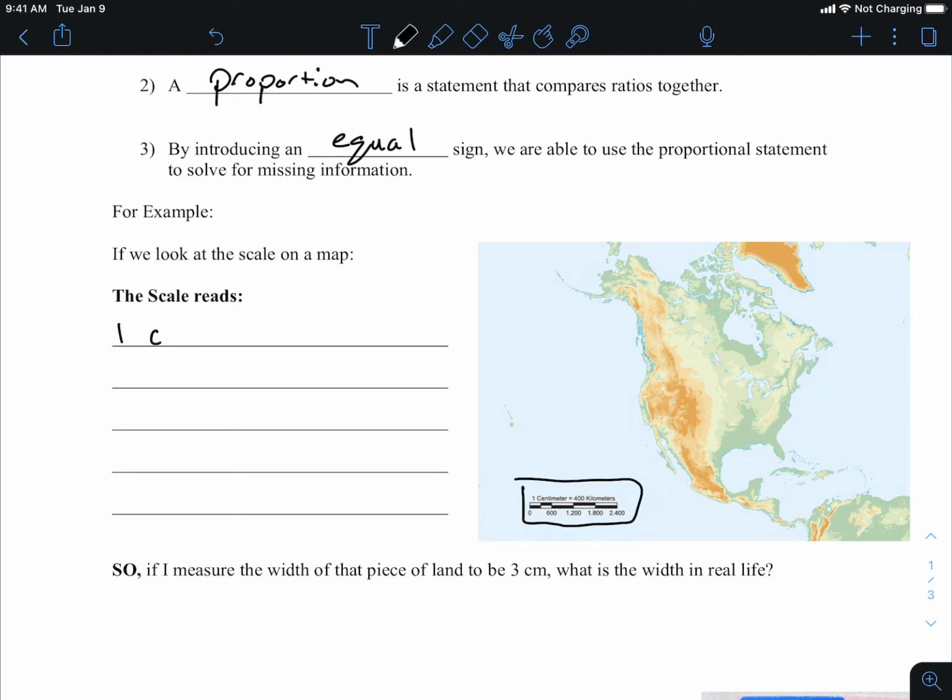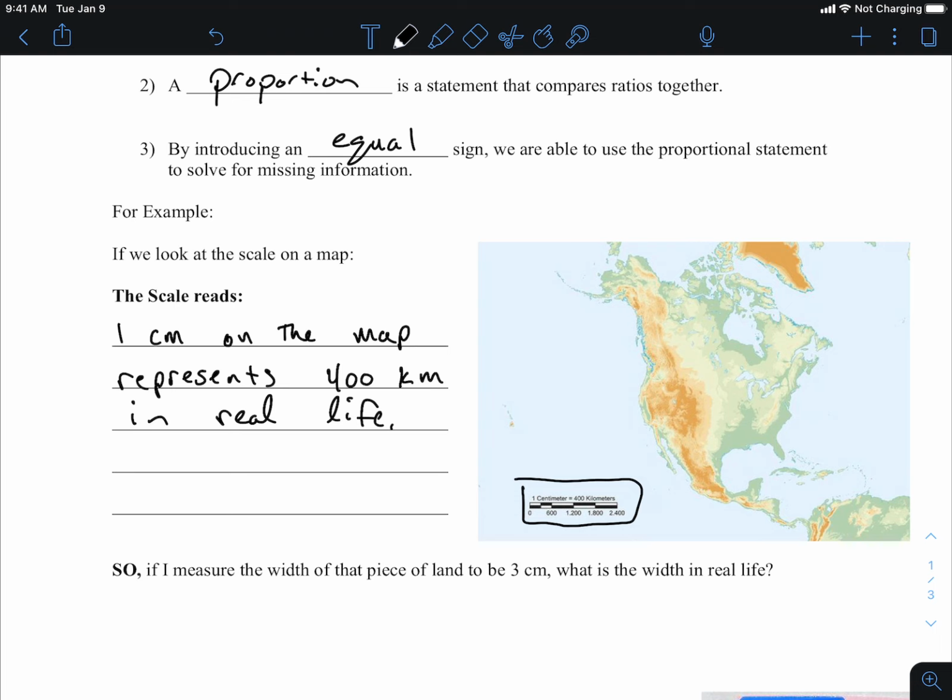1 centimeter on the map represents 400 kilometers in real life. Okay? So, does everybody understand that?